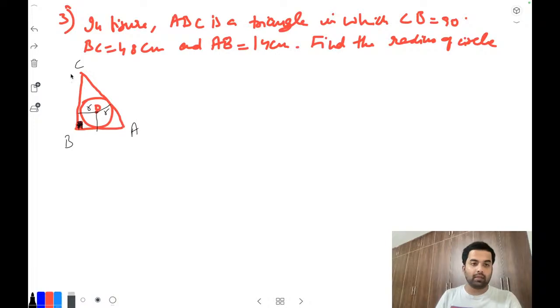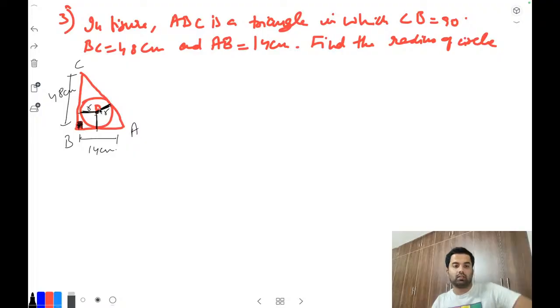BC is given, what is that? 48 centimeter. AB is also given. It is given 14 centimeter. Question is asking about what is the R? What is the radius of circle? Question is asking about this.